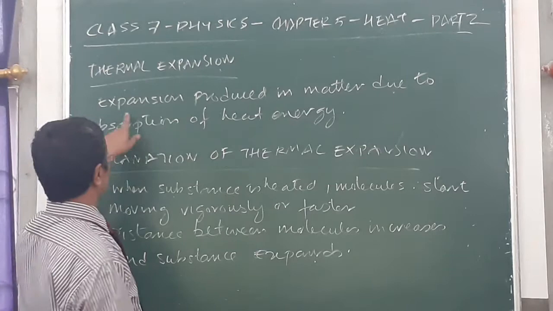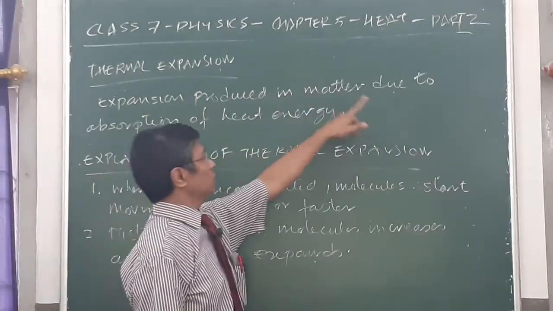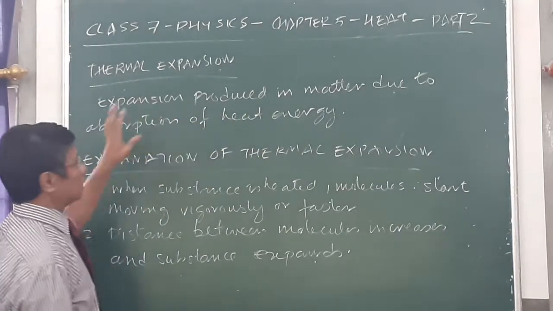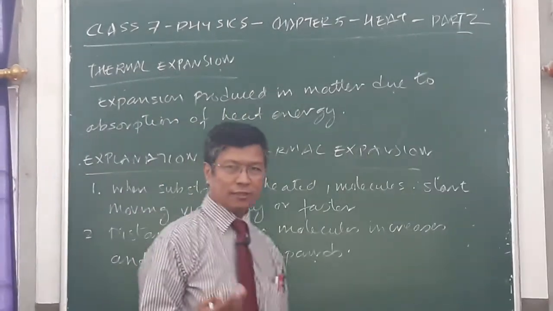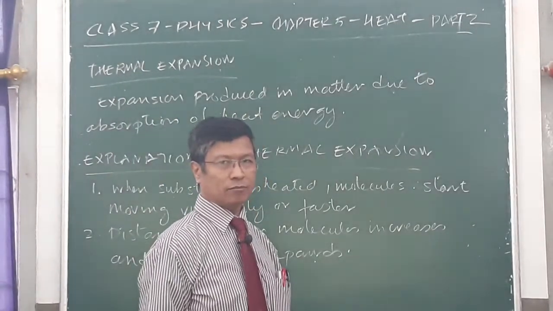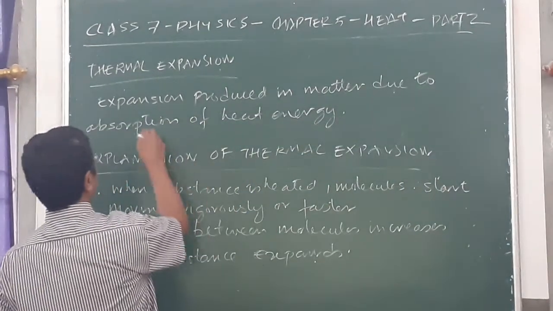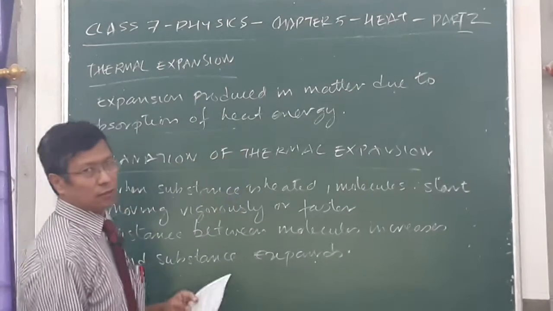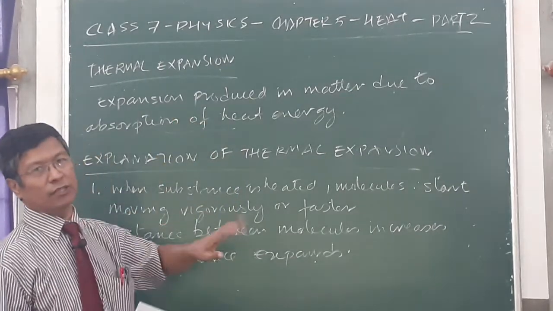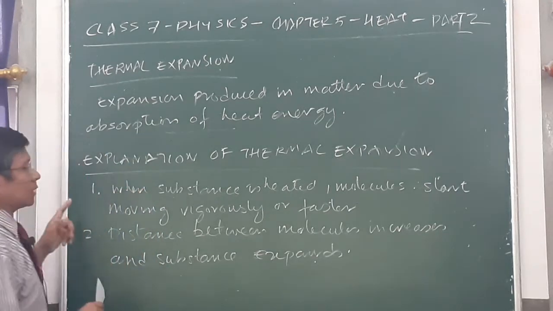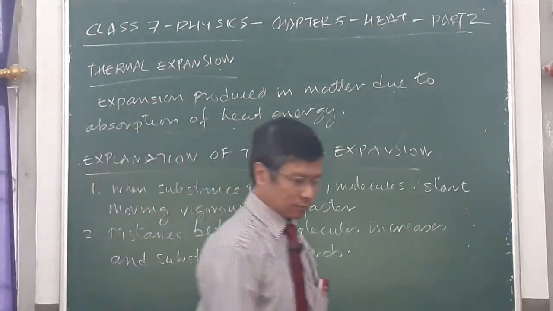According to the definition, thermal expansion is the expansion produced in matter due to absorption of heat energy. Matter can be in 3 states: solid, liquid or gas. So, when a solid, liquid or gas expands due to absorption of heat, this expansion is called thermal expansion. Now, exactly how does the expansion take place?